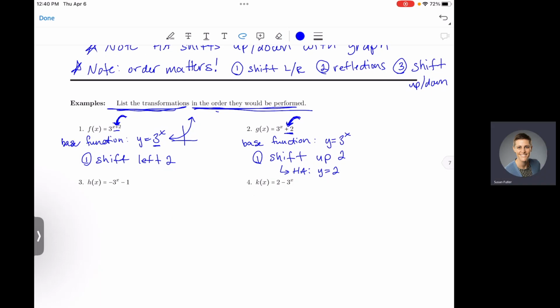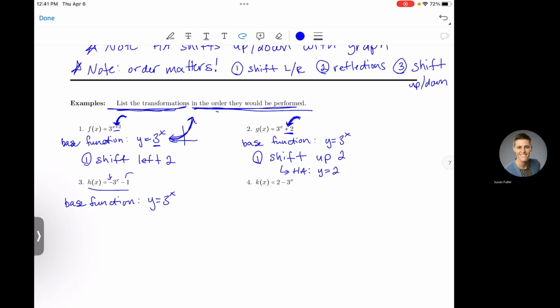All right, number 3. H of x equals negative 3 to the x minus 1. Okay, so what's our base function? If we take away everything that creates a transformation, again, y equals 3 to the x is our base function, so it's the same increasing exponential. What transformations would we have to do to that function to get the graph of this guy? Well, we have a negative here and a -1 here. The -1 here is going to shift us down 1.